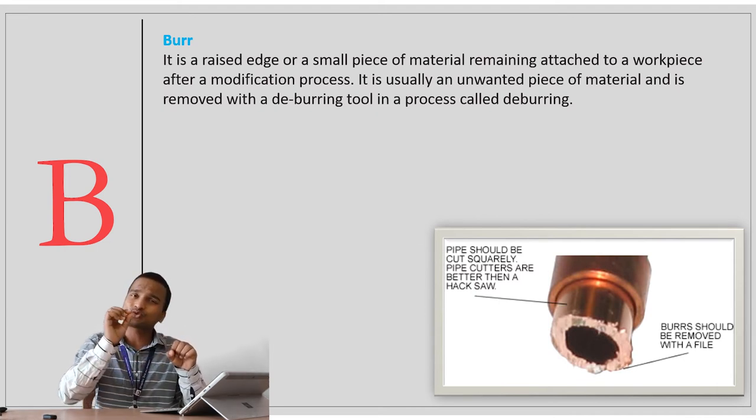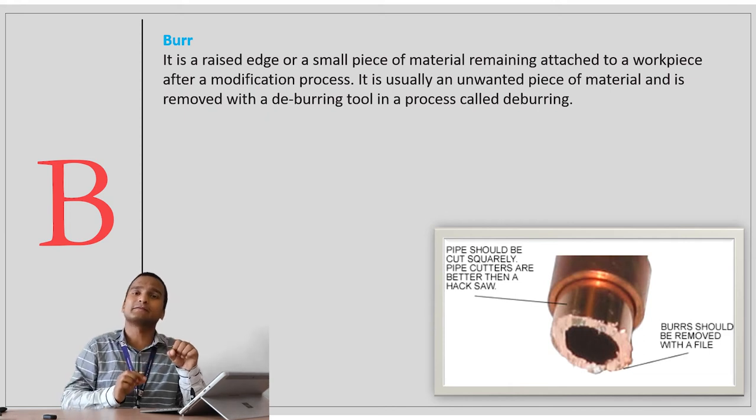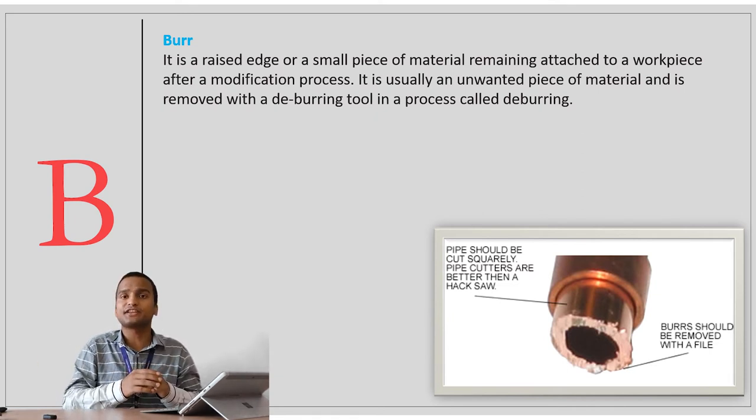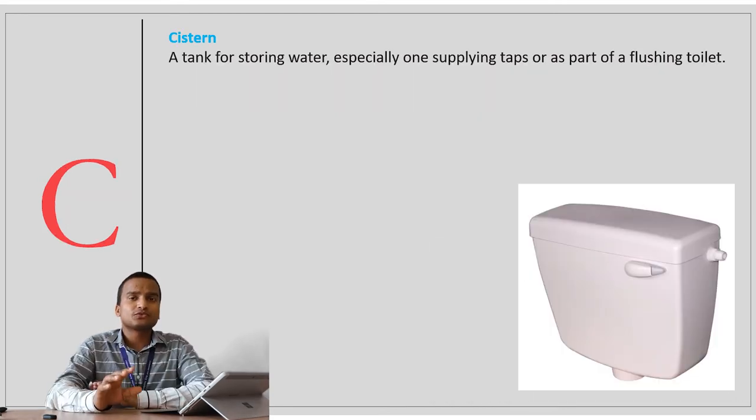So those extra material that is left on the workpiece, that is called burr. And we have to remove those extra unwanted piece of material using a special equipment which is called file, F-I-L-E. This is not the file which we use. File is also called deburring tool, and the process is called deburring. So this was all about letter B, and then we come to C.